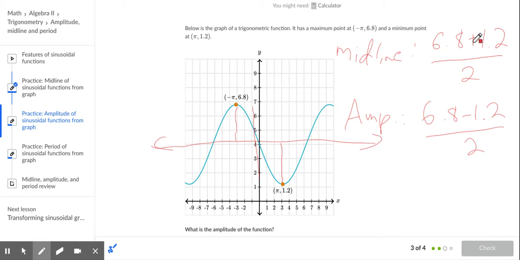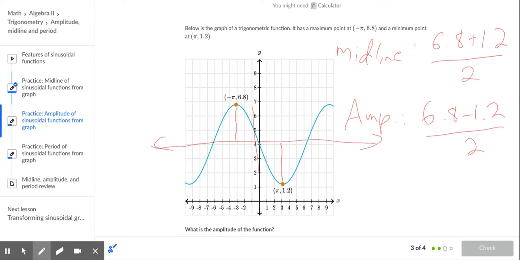This is a very small distinction, but it's very important. With a plus, it gives you the location of the midline. With a minus, it gives you the amplitude. So that's a very, very important distinction. Midline is plus, amplitude is minus.